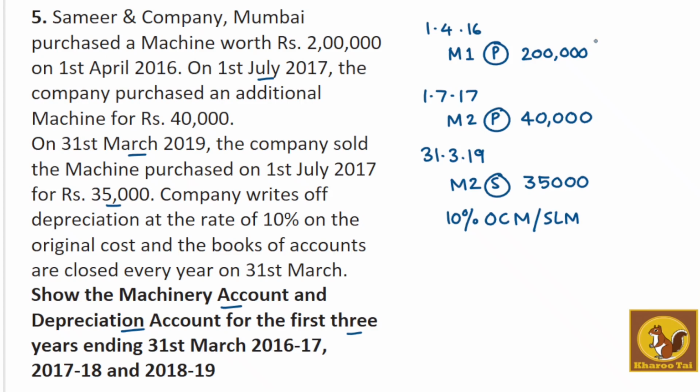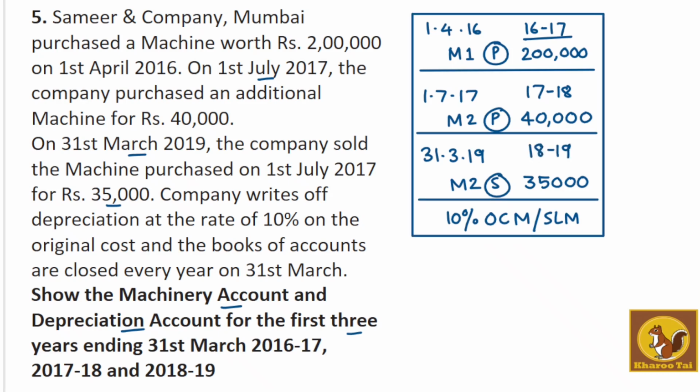Let's see the financial years. First 4-16, so this is financial year 16-17. On March 17 this ends. The next is 17-18, and this transaction is in 18-19. So with this summary, let's do the working.